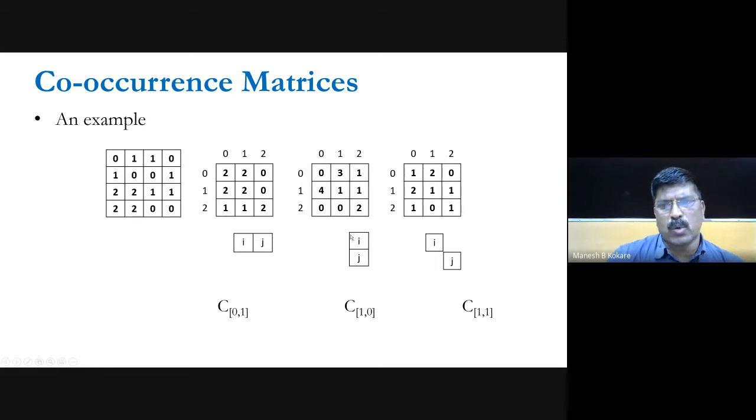Then 1, 0. I is 1, J is 0. You are going this way, 1, 0. So this is one combination, this is another combination, this is the third combination, this is the fourth combination. So that's why it is 4, right?